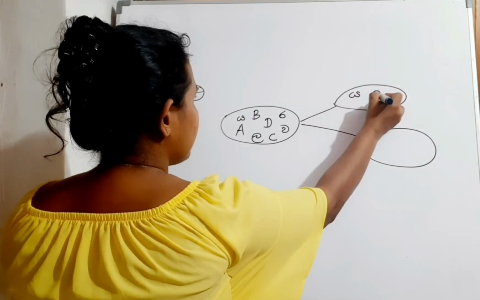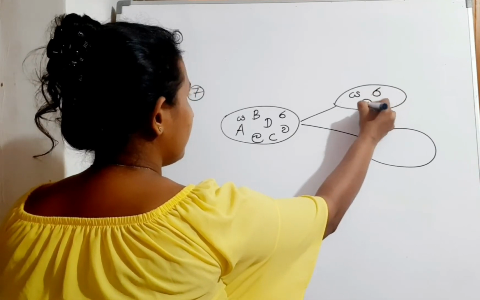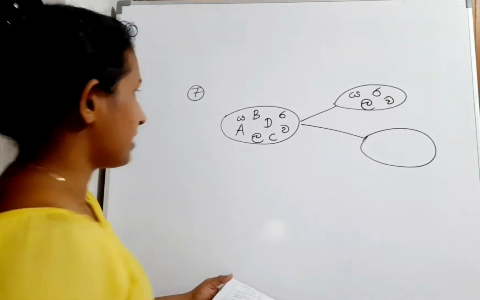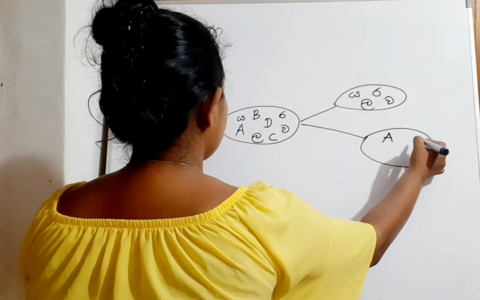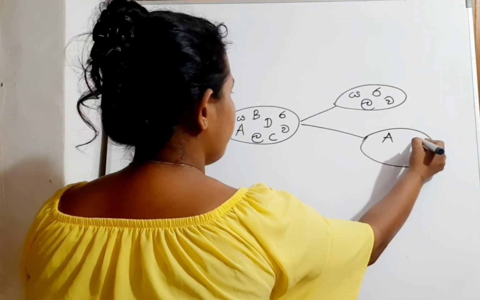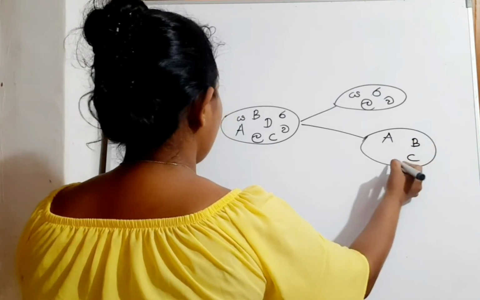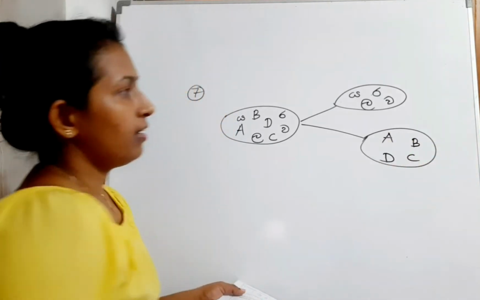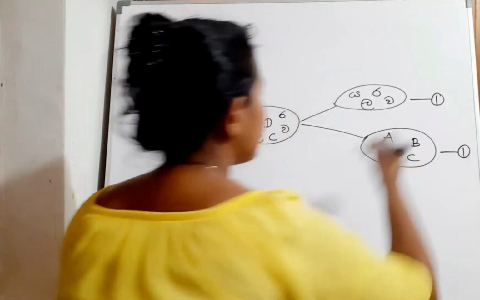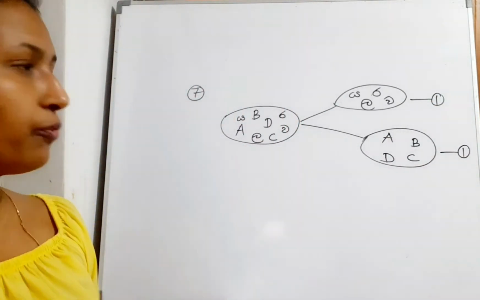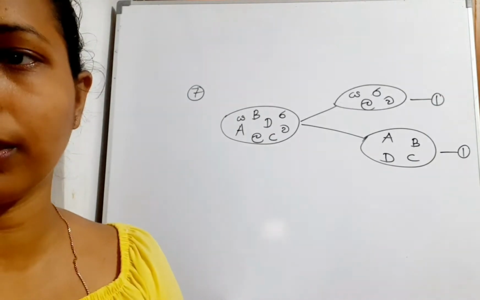Y, R, L, V. Sinhala letters here and English letters here. A, B, C and D. Then you will be given 1 mark for this circle and 1 mark for this circle. That is how you will be given marks for that question.